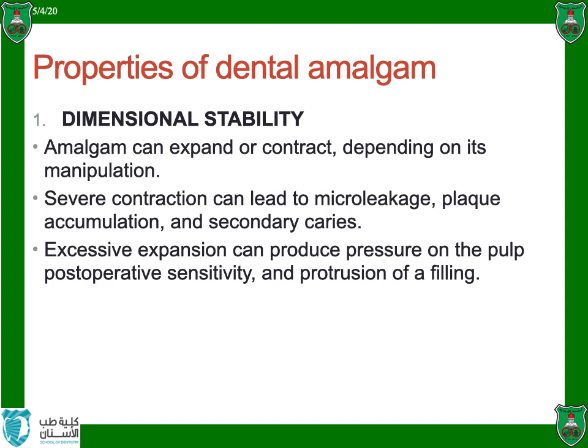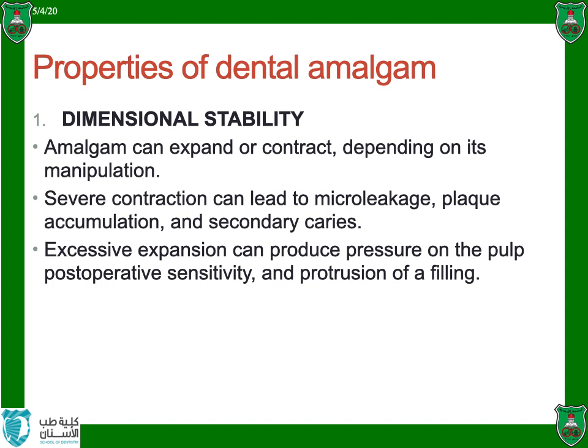The first property we'll speak about is dimensional stability, اللي هي استقرار أبعاد الحشوات الفضة سواء إذا بصير لها توسع أو تمدد expansion أو يصير لها تقلص contraction أو shrinkage. Amalgam can expand or contract depending on its manipulation. فالطريقة اللي بنخلط فيها الأمالغام مثلا أو سرعة الجهاز اللي نستعمله، كمية الزئبق الموجود فيها مستعمله للخلط، كل هاي الأشياء بتأثر على الحشوة سواء بتخليها تتمدد أو بتخليها تتقلص.